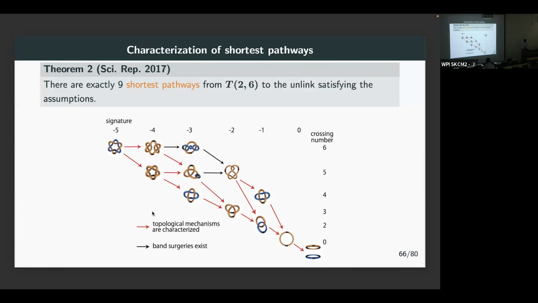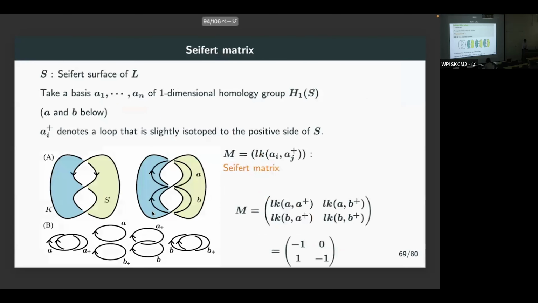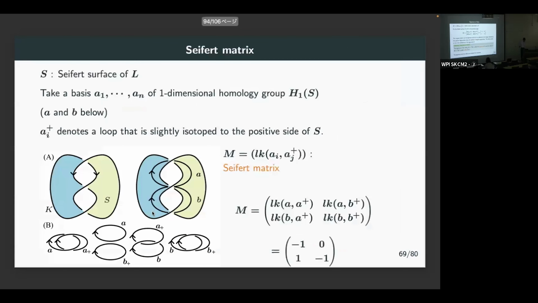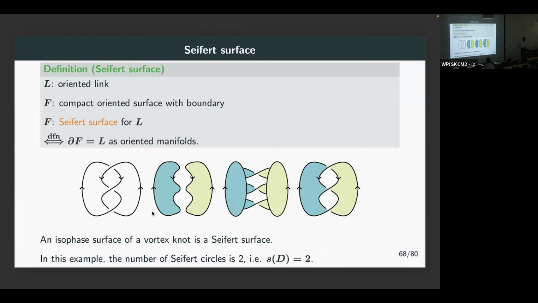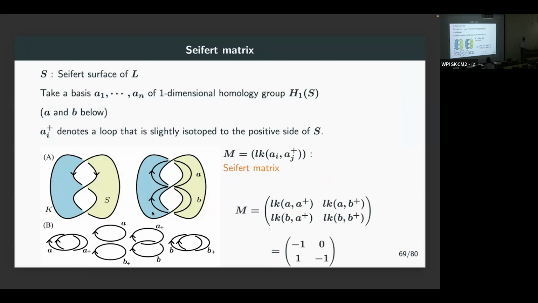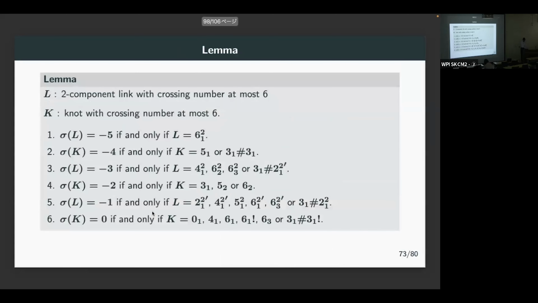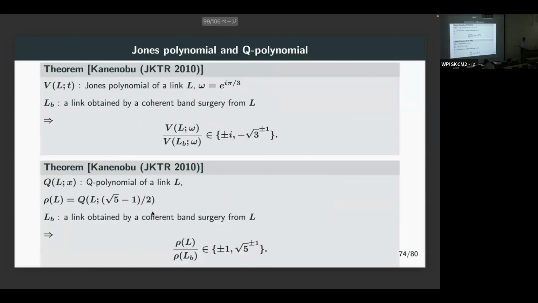I think it's time, and I should stop here. But for the proof of this theorem, we will use something called the signature of the knot. That will be defined using Seifert surfaces. If you are interested, you can find the definition in a usual textbook of knot theory. And also you can use the Jones polynomial, showing there is no such band surgery from one link to the other.